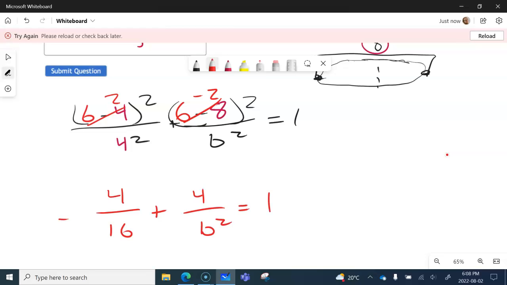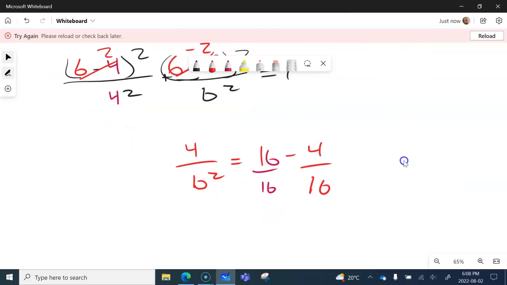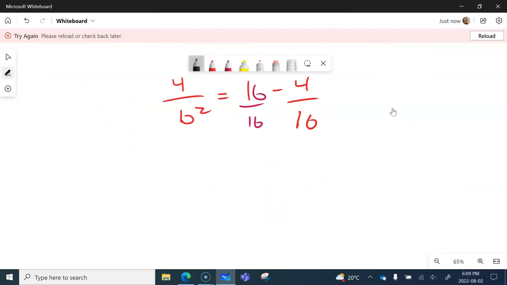Now what I'm going to do is just subtract this 4 over 16 from both sides. So that's going to eliminate it on the left, right? And we have to do equivalent fractions. So instead of 1 over 1, I'm going to make this 16 over 16. So what we're going to end up with is, pardon me, 4 over b squared, and that's going to equal 12 over 16.